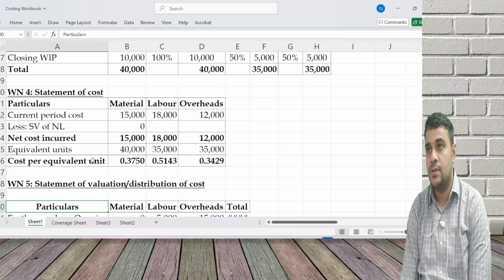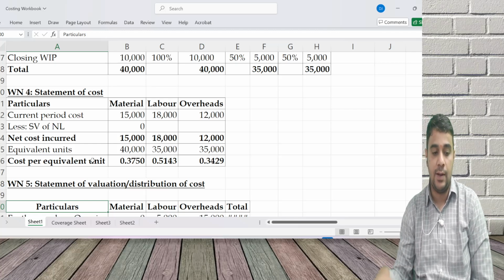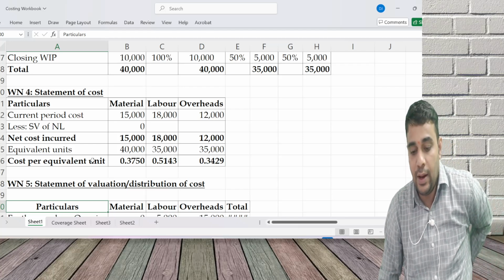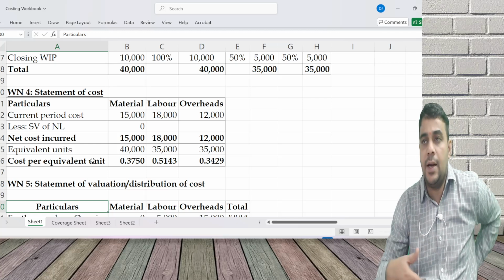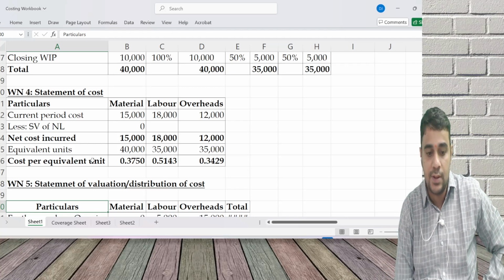Any doubts on this? Now you need to value only two items because there are only two items here. No normal loss, no abnormal loss, no closing WIP. Sorry, closing WIP is there; opening WIP is not there. Any doubts on statement of cost? I could have left this entirely to you, but it becomes a little difficult because it is the first question. So that's why I'm guiding step by step.